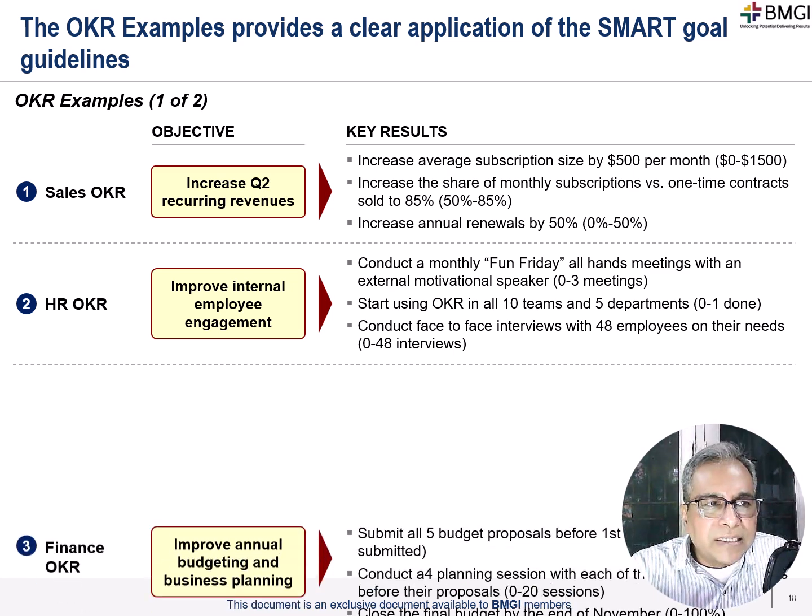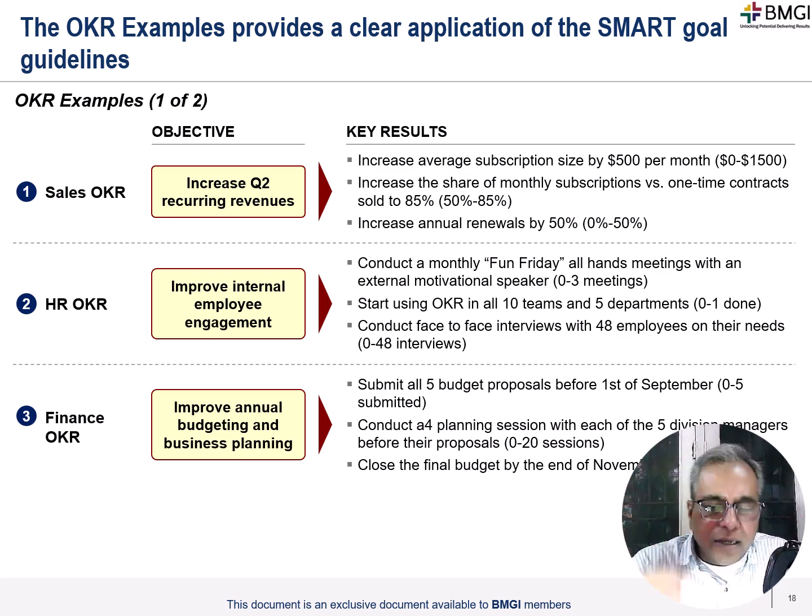So this is some example here. Finance OKR, annual budgeting and business planning process. How are we going to measure it? 5 budget proposals before 1st of September, right? So 5 before the next quarter, Q4 planning session, final budget by the end of November. That's the closure, some of these results that we're going to check. So if you're not really measuring the performance of your improvement, you would immediately know that we are not going to hit our objective for the quarter. Okay, so you're not waiting for a year, right?